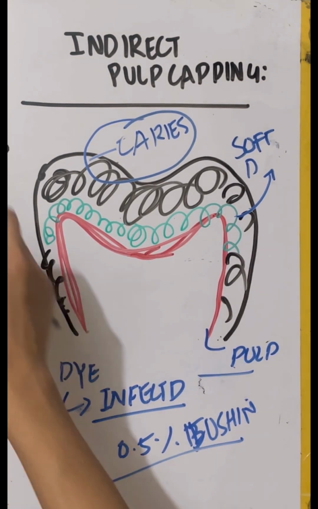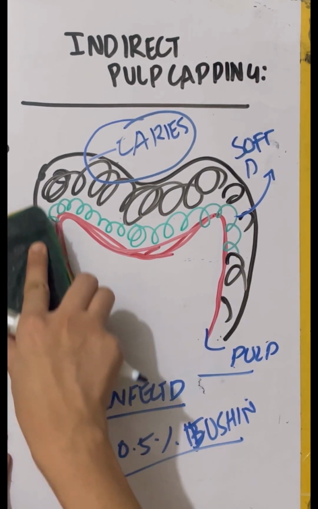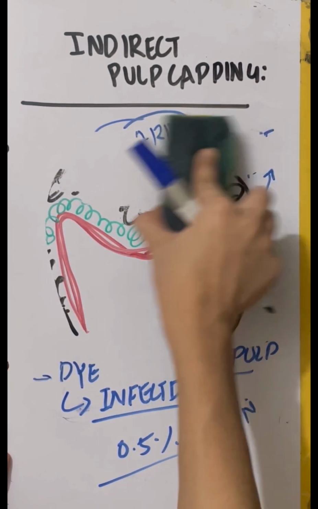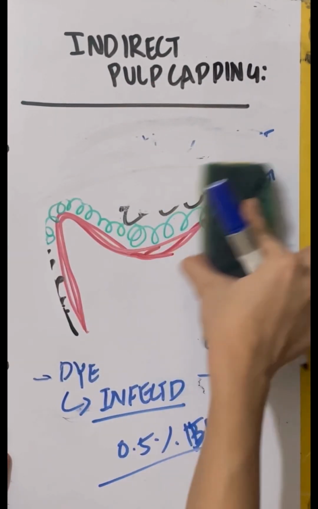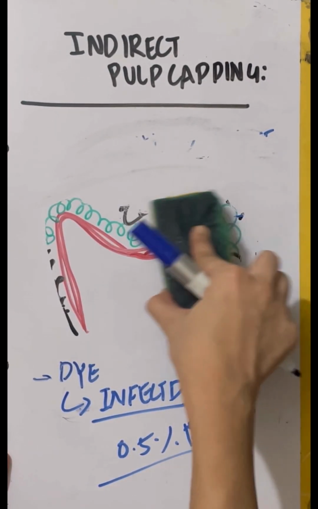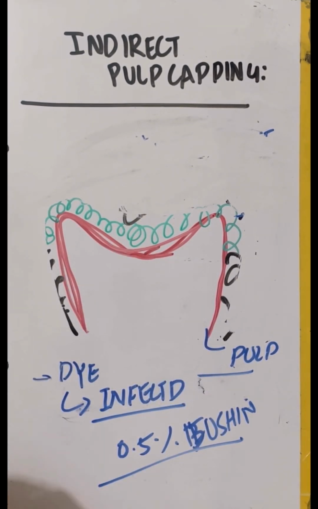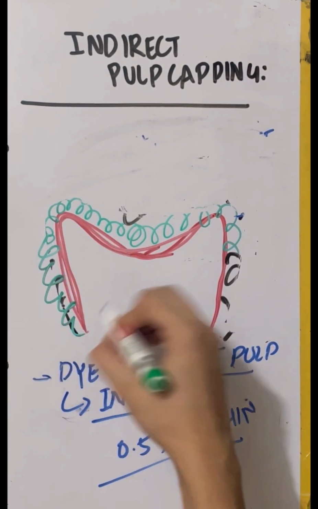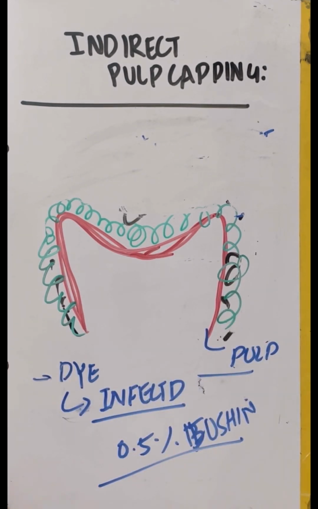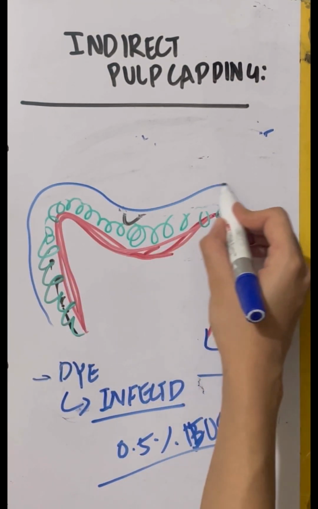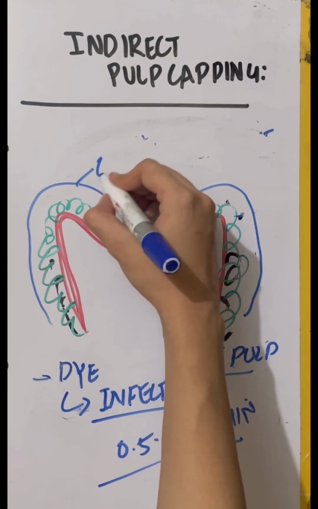After using the dye, suppose we have removed all the infected dentine. All this dentine is removed, and all the above enamel caries are also removed. Now we are only left with the soft dentine present over the pulp, that is protecting the pulp, and we are not removing it. What will we do? We will place calcium hydroxide all over the soft dentine.